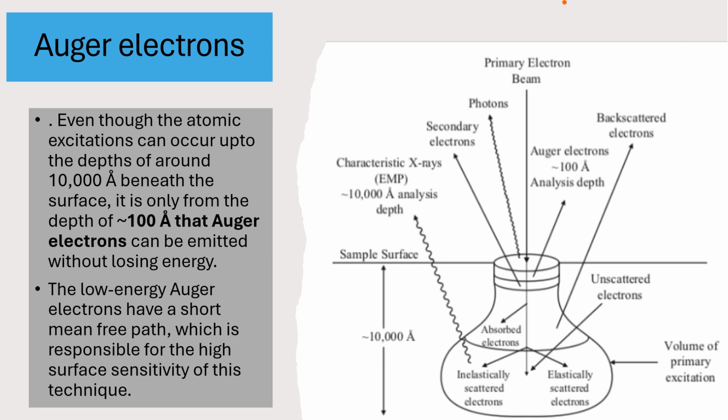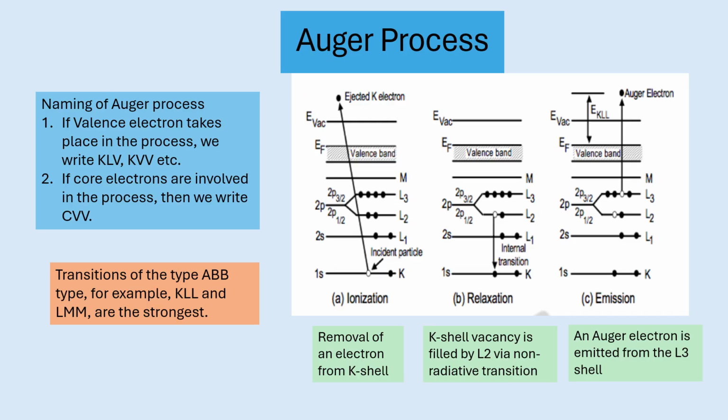Okay, so the low energy Auger electrons have a short mean free path, which is responsible for the high surface sensitivity of this technique. Let's talk about the Auger process. Actually, Auger is a three electron process. First, ionization happens by the high energy beam, with removal of an electron from the K shell. Further, after ionization, relaxation happens, meaning the K shell vacancy is filled by another electron, let's say from the L2 level, via a non-radiative transition. Further, an Auger electron is emitted from, say, the L3 level, and this electron is known as the Auger electron, the outer electron.